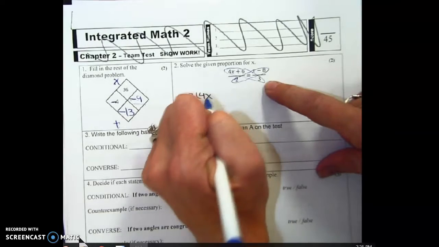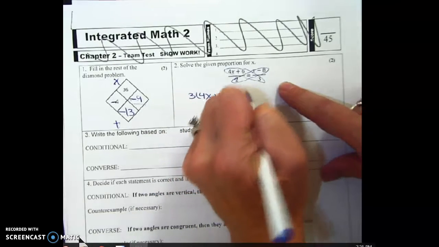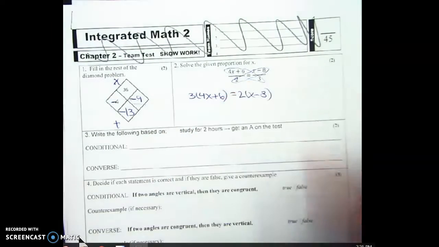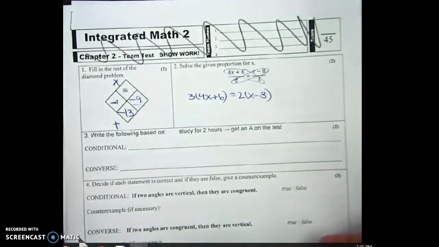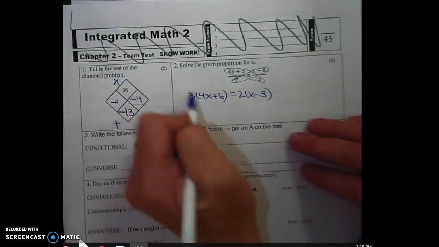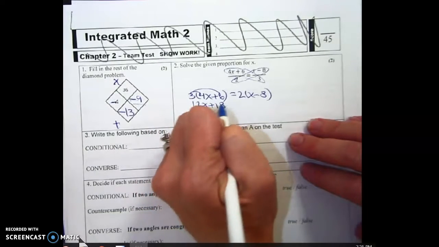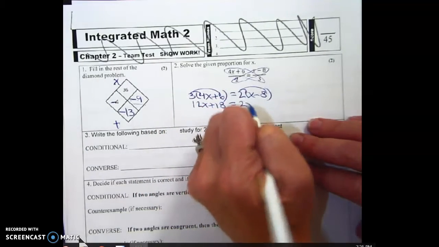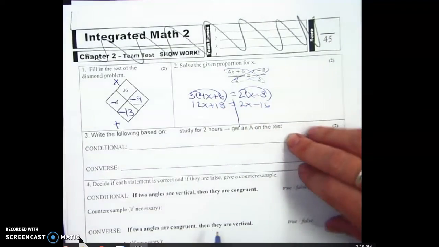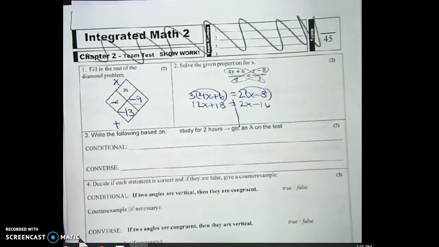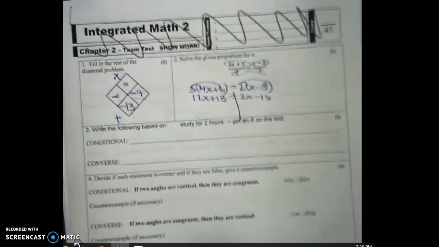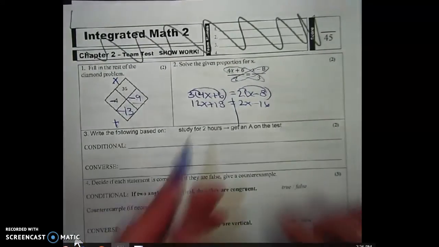So 3 times 4x plus 6 equals 2x minus 8. Let me zoom in a little bit. It's not letting me zoom. Distribute, distribute. 12x plus 18 equals distribute, distribute. 2x minus 16. Pause it really quick. All right, for some reason my zoom has stopped working, so I don't know what's going on.